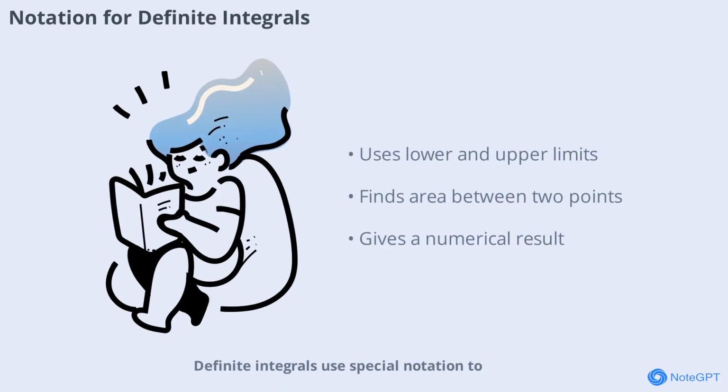Definite integrals use special notation to indicate the interval over which you're integrating. You'll see the integral symbol with lower and upper limits written at the bottom and top. This tells you exactly which part of the curve you're finding the area for. The result is a specific number, representing the total accumulation between those 2 points.